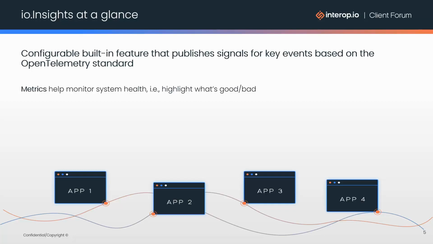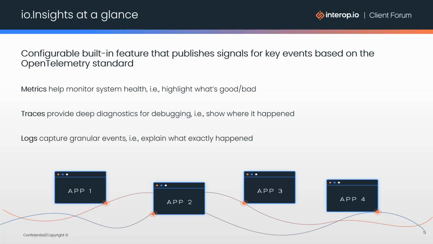Starting off with metrics. They help you monitor system health, or in other terms, they highlight what is good or bad with your deployments. We also have traces that provide deeper diagnostics for debugging, or in other words, they show you where the thing that happened. And finally, we have logs that capture granular events and explain what exactly happened at the lowest level of detail possible.